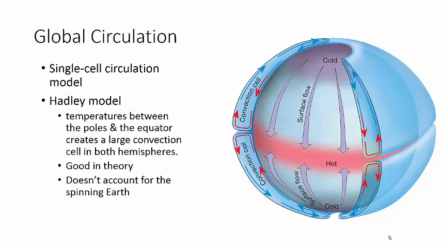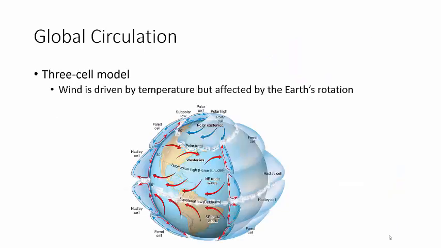And this was a great start. Hadley had a really good start and a really good idea. However, it didn't work in real life. So what we had to set up, instead of the one-cell model, is the three-cell model. Essentially, it's the same thing, where wind is driven by temperature, but it's affected by the Earth's rotation. So you can see them all here, but I'm going to go through them.